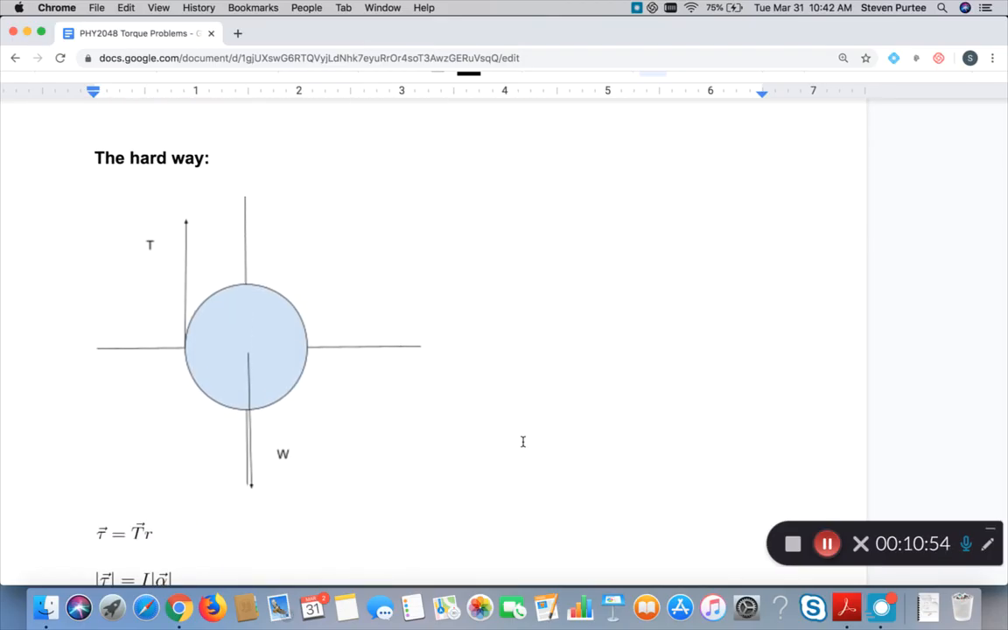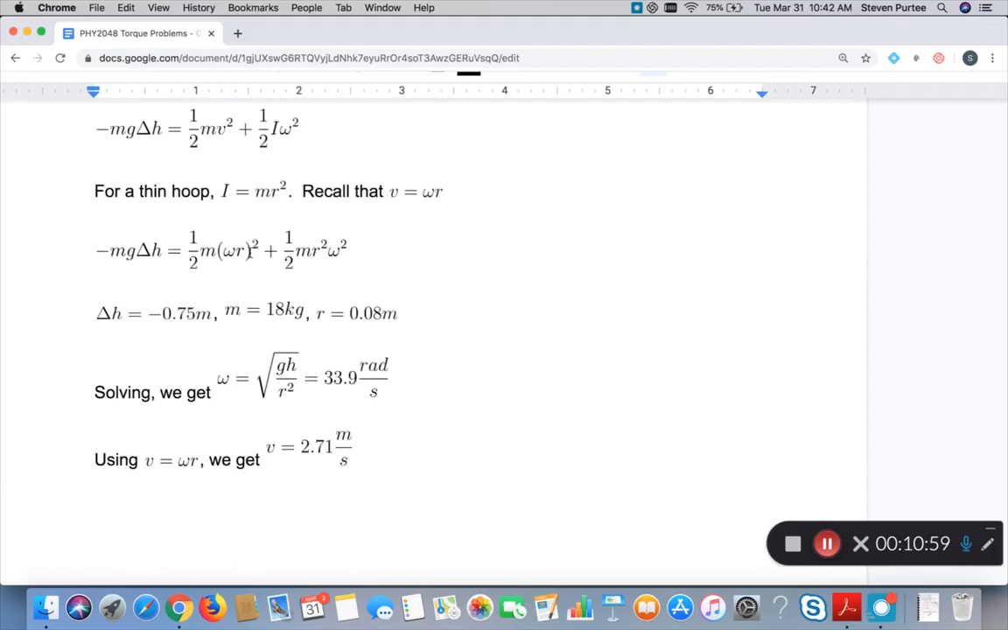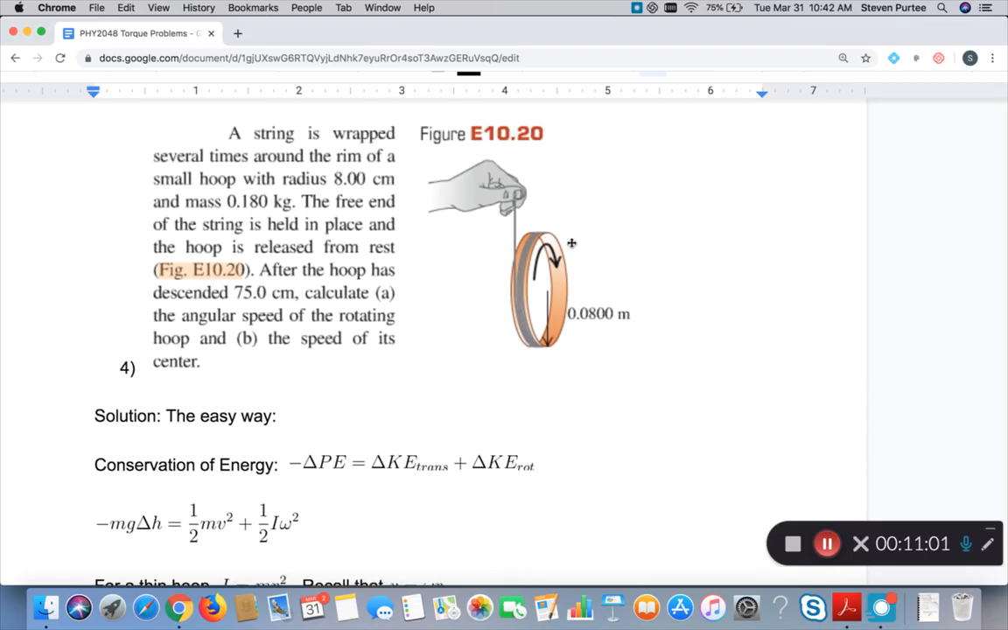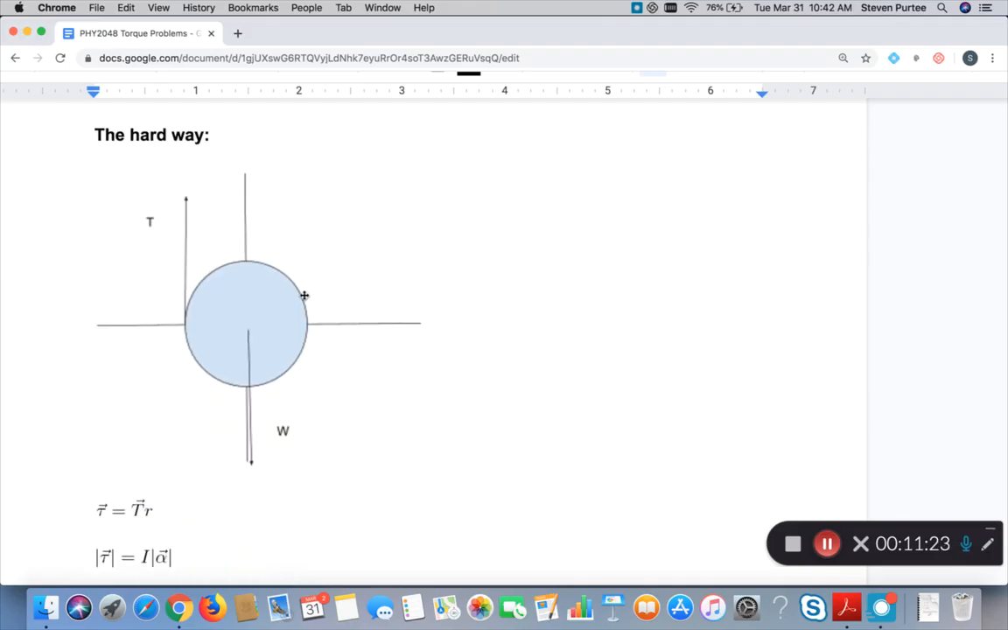All right, here's the hard way to do the same problem. This is the way I used to do the problem until I realized this is the easy way. So we're going to use sum of the forces is mass times acceleration, and sum of the torques is I times the angular acceleration. So if we draw a free body diagram for this thing, gravity's pulling down and this string is pulling up. So the weight's pulling down, the string's pulling up.